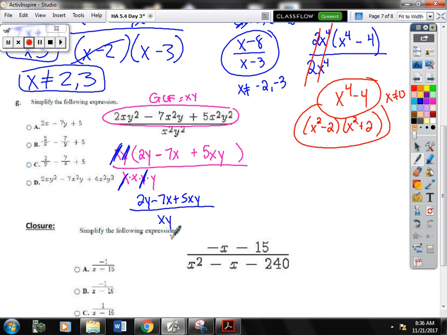Problem is, none of the answer choices look like that. Okay, so how you can simplify from here, if you have a big fraction like this with multiple elements in the numerator, you can actually split it up into 3 separate fractions, all having a common denominator. So really, this would be 2y over xy minus 7x over xy plus 5xy over xy. So to simplify, you're really splitting it into 3 fractions.